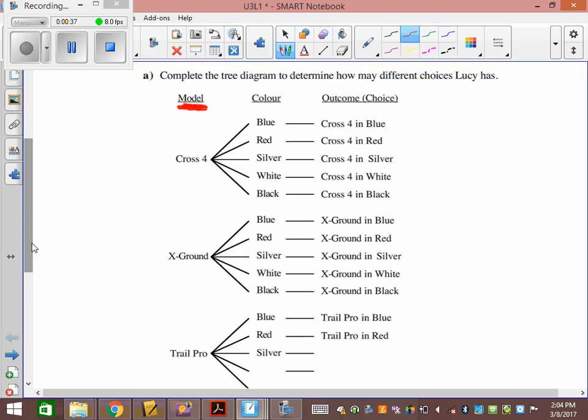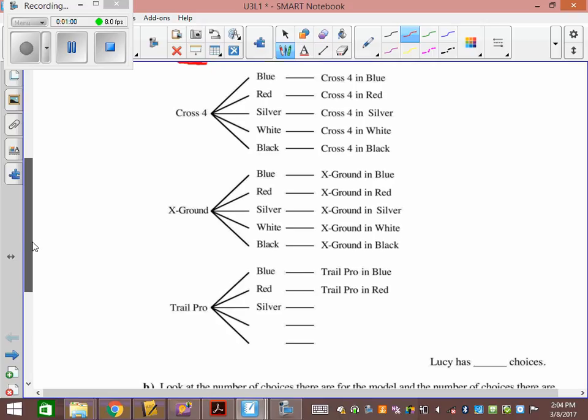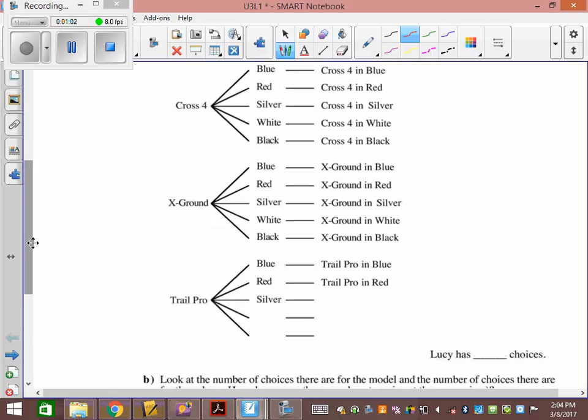So if the only option was model, we'd have 3 different options and we'd be done. Okay? But what they said is each model actually has 5 different color choices. So off of the Cross 4, you'd go blue and then red, then silver, then white, and then black. So with the Cross 4, I actually have 5 different options, right? With the X-Ground, I have 5 different options as well. And then with the Trail Pro, I have blue, red, silver, white, and black.